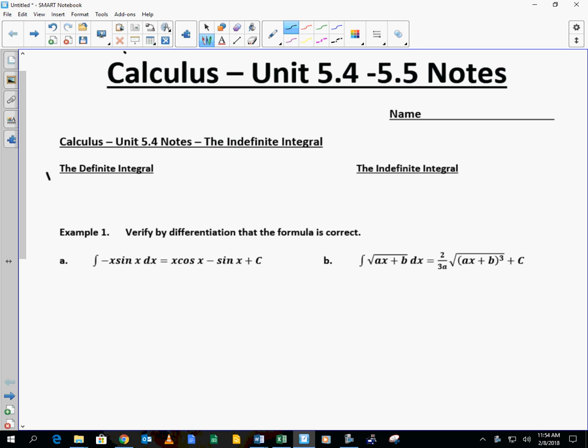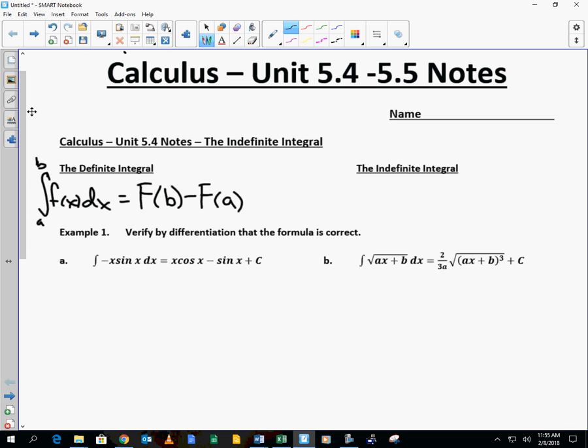Okay, 5.4. The definite integral of f of x dx, bounded from a to b, is equal to big F of b minus big F of a, where big F is any antiderivative of little f. You're used to that, right? We've seen that before. That's the fundamental theorem of calculus, part 1 or 2? That's part 2. Definitely part 2. Remember we covered part 2 first?